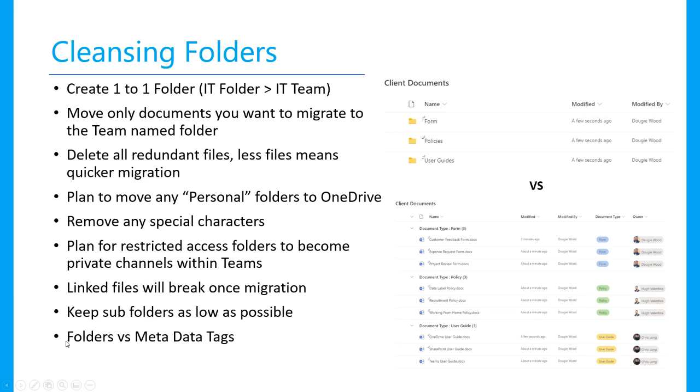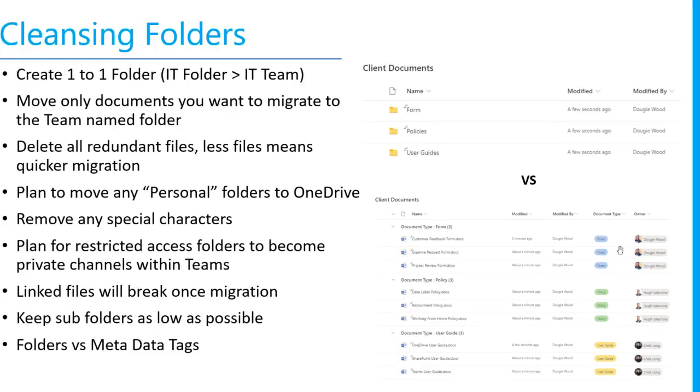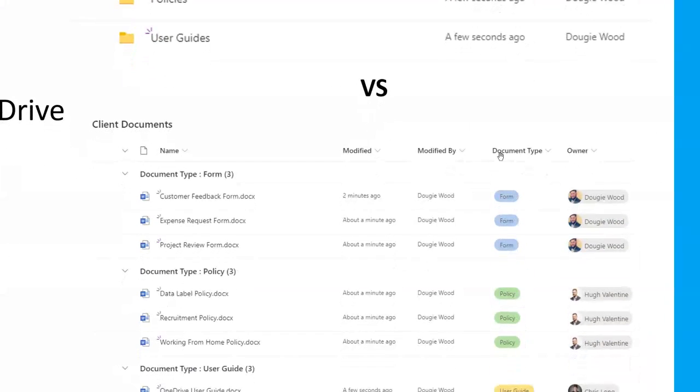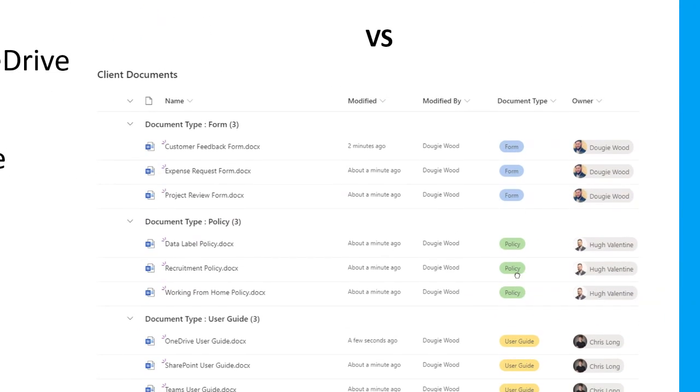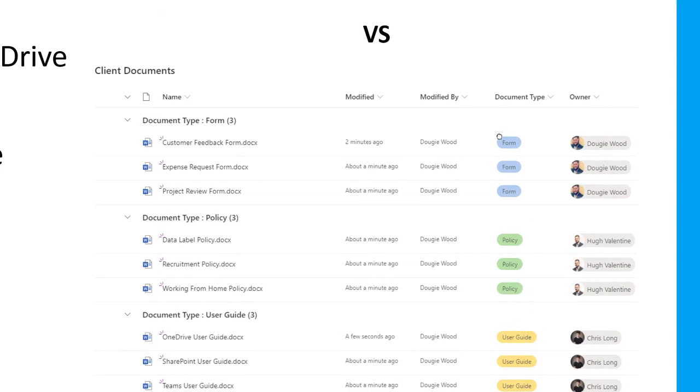We've also got the question about folders versus metadata tags. In this scenario, we can see most people have folders like forms, policies, and user guides. But you can also add metadata tags inside of SharePoint. So you can tag your documents with certain things, which helps with search as well as filtering and sorting.